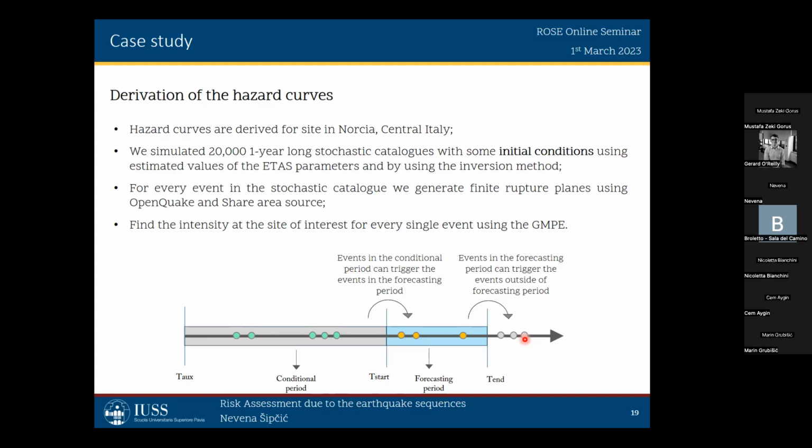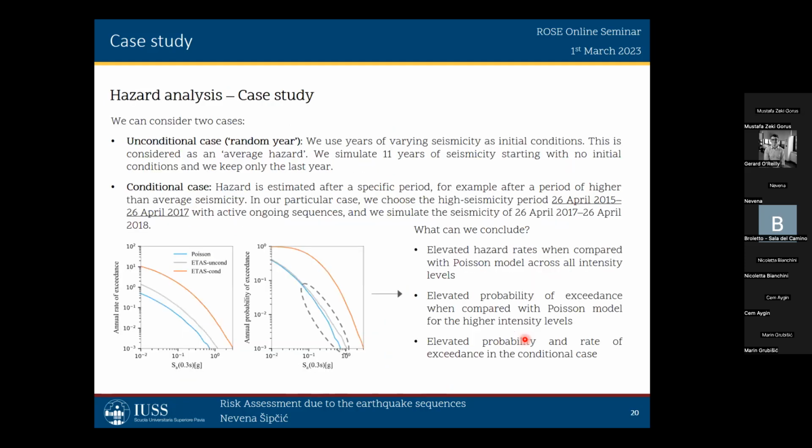How to define the length of the conditioning period? There is no unique way. We show that if we use 2 years, it should be sufficient. So that said, we consider two cases. One case is called the unconditional case, and the other case is the conditional case. This was actually the method that was initially proposed by Thanasis Papadopoulos.